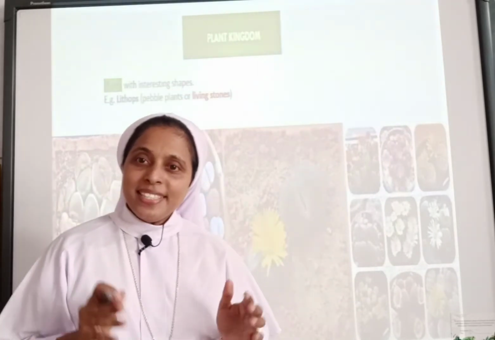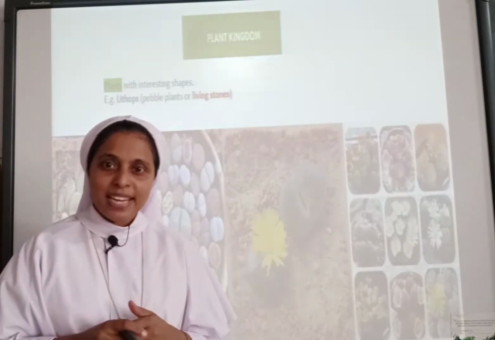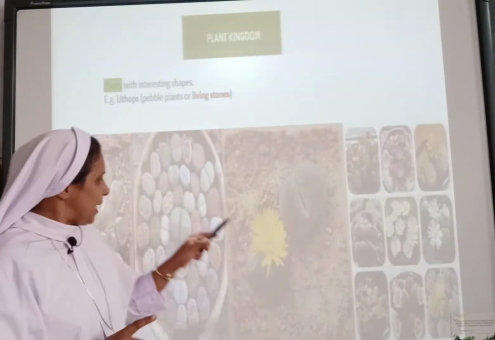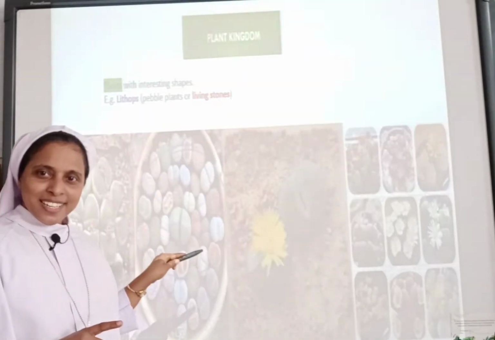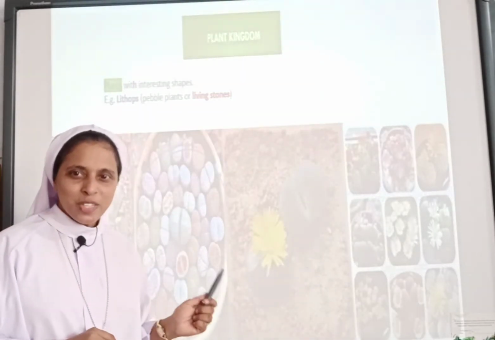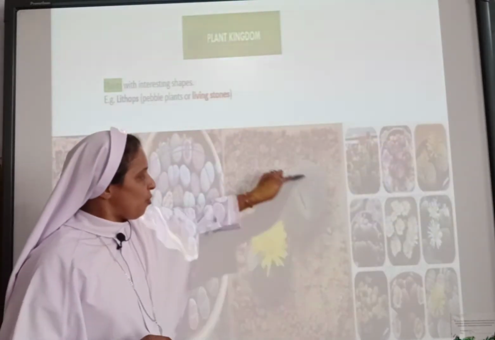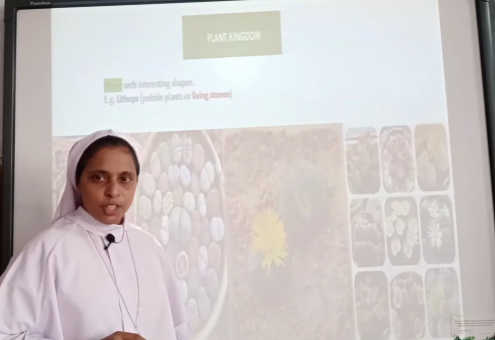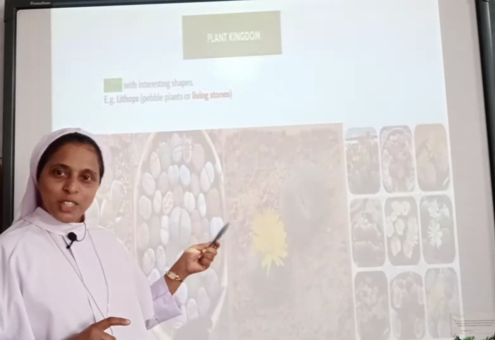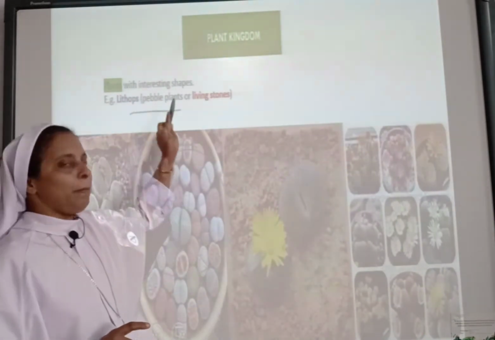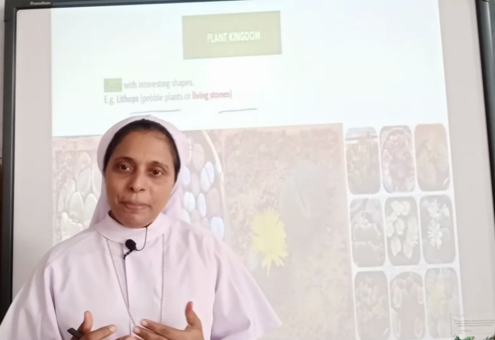Sometimes you can see members of this kingdom with some interesting shape and size. So you can see here stones. Can you see the image? I was just kidding, it is not stones, they are lithops. You can see here the beautiful image of flowering lithops, otherwise known as pebble plants or living stones.